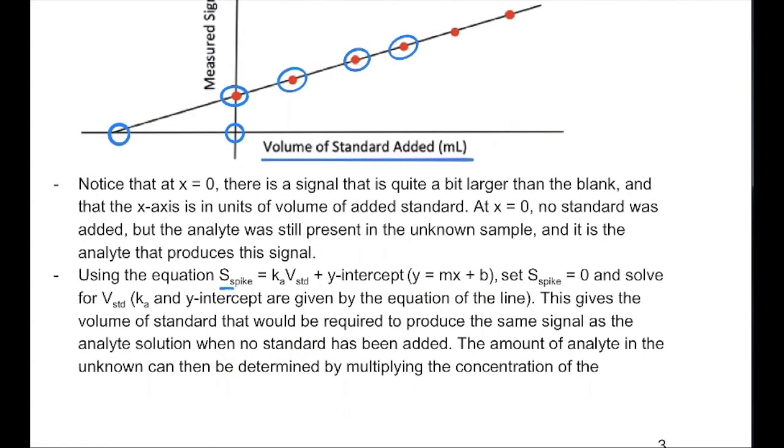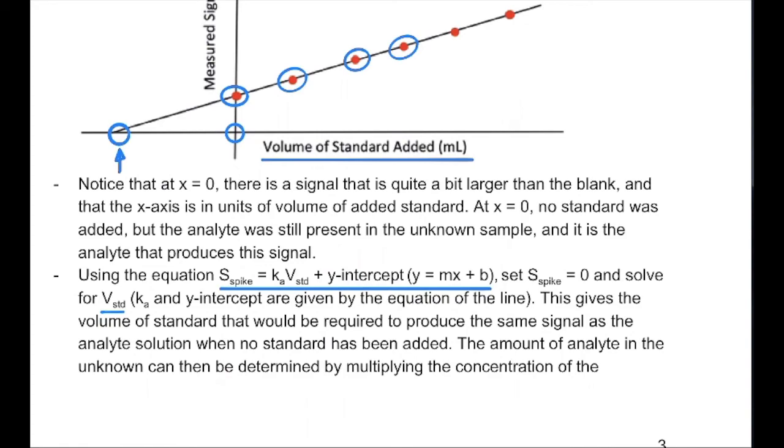So down at the bottom of this calibration curve, we would have the volumes of added standard. So using the equation of the line, we set y, or S spike, to 0, so the signal of the spike to 0, and solve for x, or the volume of the standard. And then this gives us a number. It's a negative number, but that volume, if we make it a positive number, would be the volume of the standard that would be required to give us the same signal as the unknown sample.